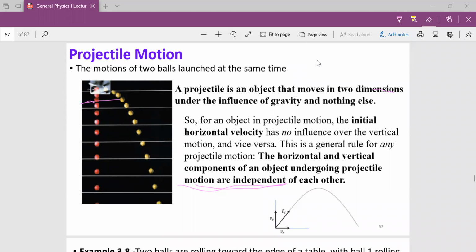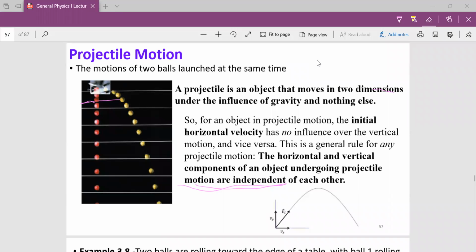Okay, so the thing about projectile motion is that once you have a strategy to solving your problem, projectile motion problems, it applies to any kind of projectile motion you can think of. Okay, so a projectile motion is an object that moves in 2 dimensions under the influence of gravity and nothing else. Okay, we saw that in free fall, and that is why we're saying it's an extension of free fall motion.